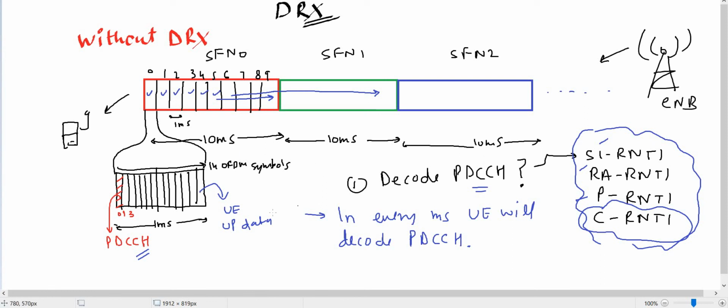To avoid decoding PDCCH in each and every subframe, DRX is introduced. In the next lecture we will see how DRX avoids this decoding of PDCCH in every subframe, and we will also read about the types of DRX. Okay, thank you.